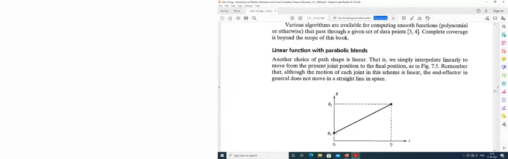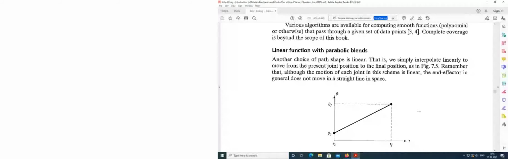it's a constant velocity. If we take a time derivative of this, the velocity has to be constant. And what about the acceleration? If we take a double derivative, the acceleration will be 0.